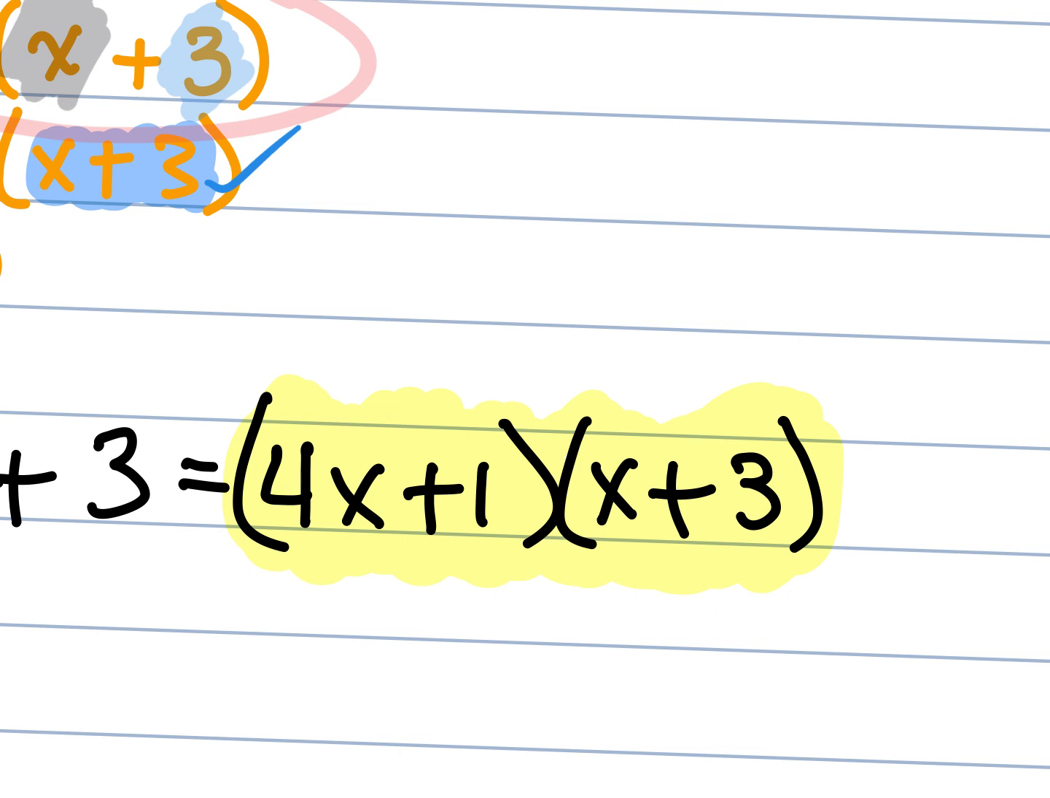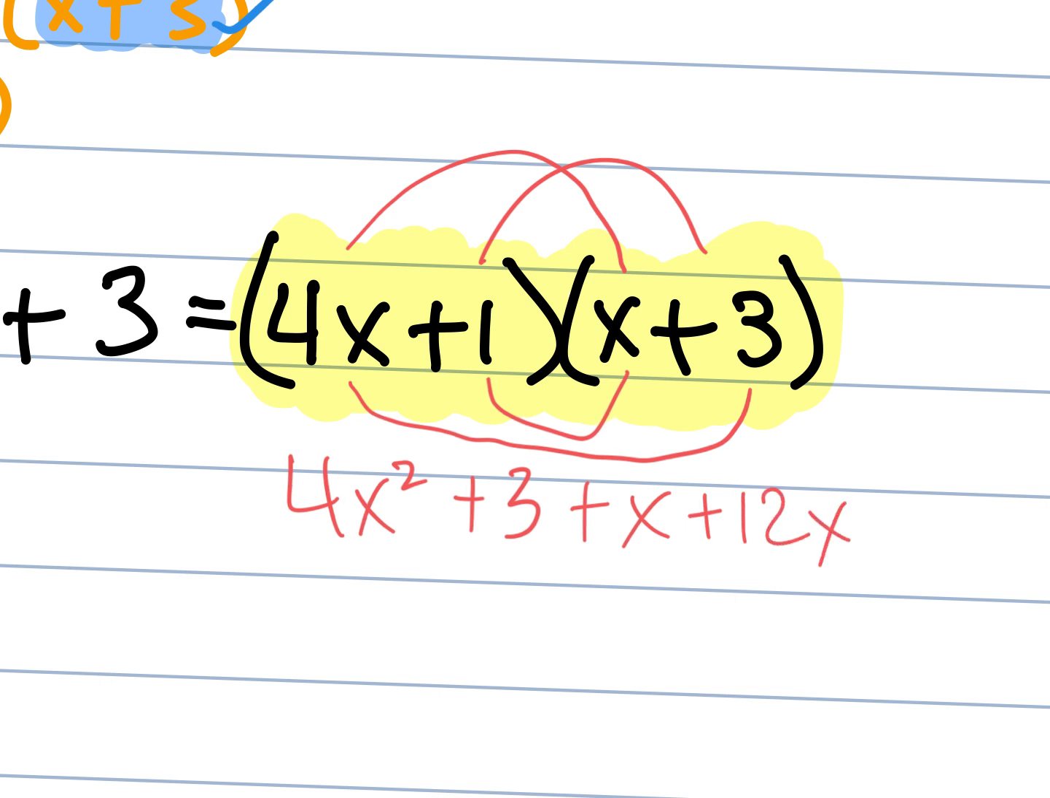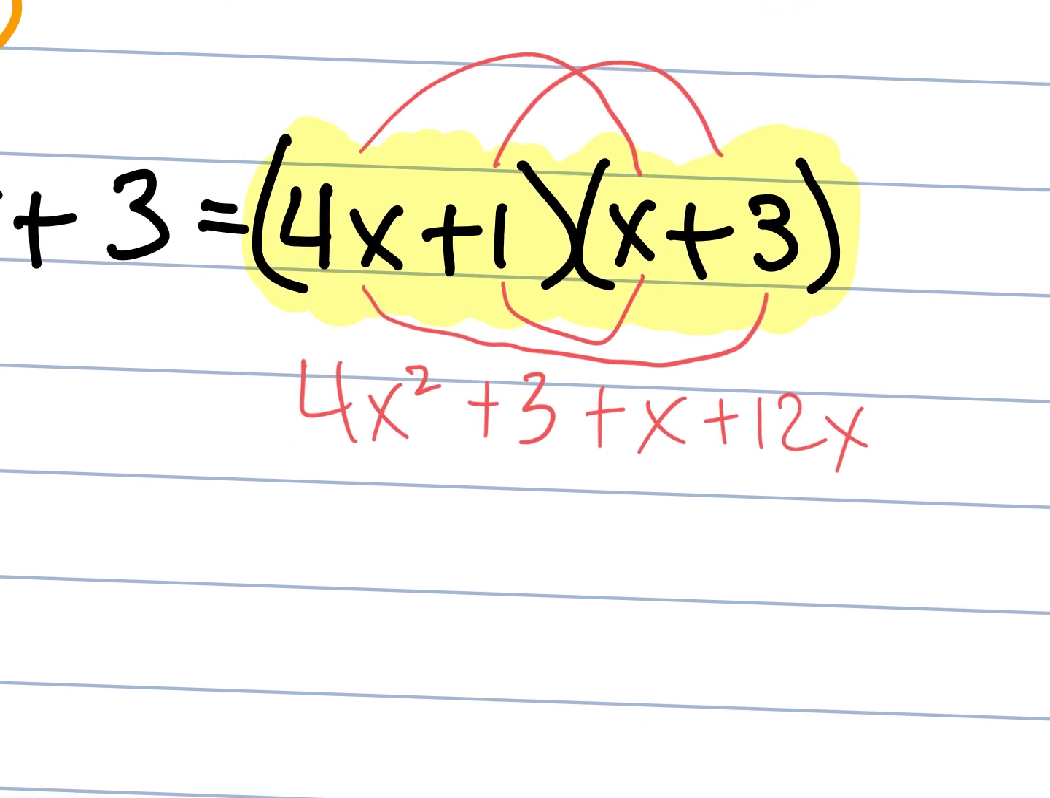So what you do, you multiply 4x and x. Okay, 4x squared for the first. Yep. Then you multiply with 3. Okay, and you will get 3x. Perfect. And then you multiply 1 times x, and that's just x. Plus x, and? Then you multiply 4x and 3. And that gave me? 12x. Combine like terms and reorganize into what form?